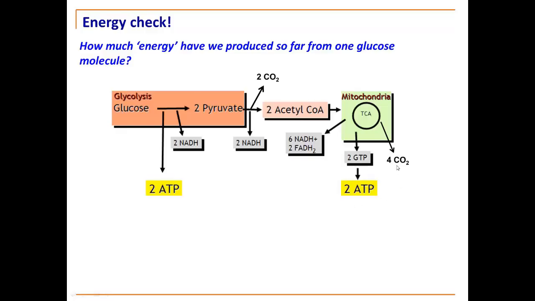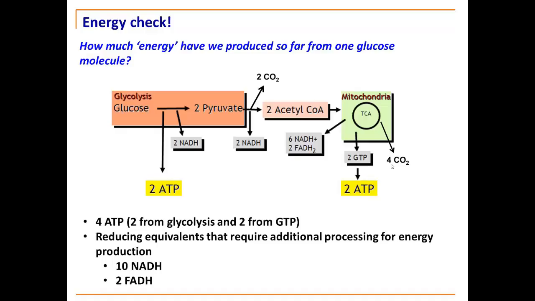So basically, if you look at this, we've gone glucose, C6, 6 carbons. Lost 2 of them there, lost 4 of them there. We've metabolized an entire glucose molecule. So therefore, we've got 4 ATPs, 2 from glucose and 2 from GTP. And we've got a lot of reducing equivalents, which go on to produce more ATP. We've got 10 NADHs, 2, 4, 10. We've got 2 FADHs, there they are. So we've got 4 ATPs and we've got 12 reducing equivalents, which will go on to produce lots and lots more ATP.